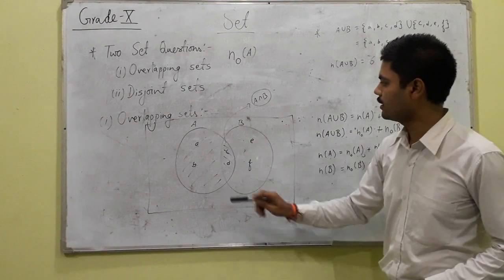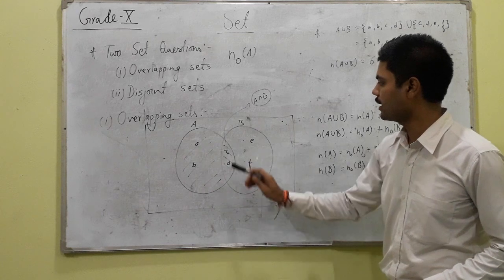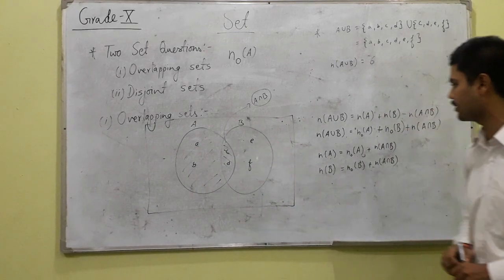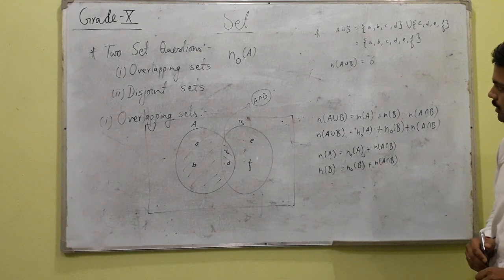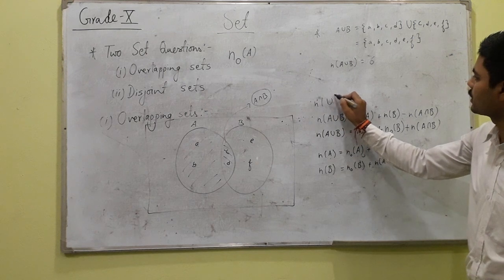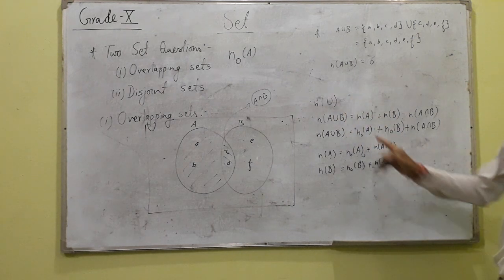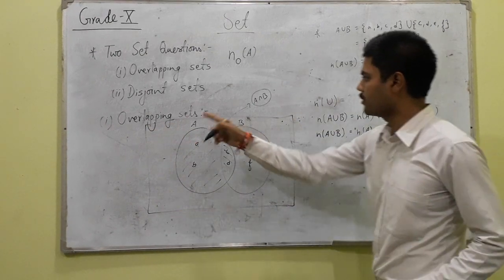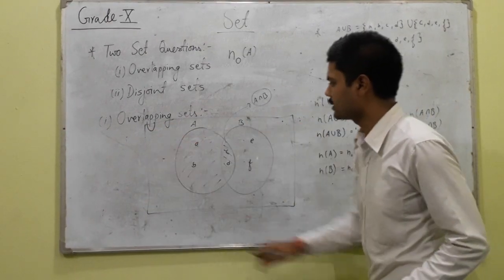If you take set A, then set A contains only A and A intersection B. Similarly for B, only B and B intersection A, or A intersection B. And there is one more formula, that is the number of the universal set. The universal set is a set containing the whole Venn diagram. You can take it like a whole universe.